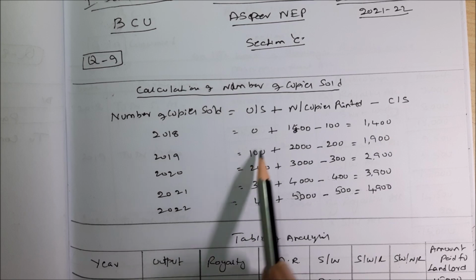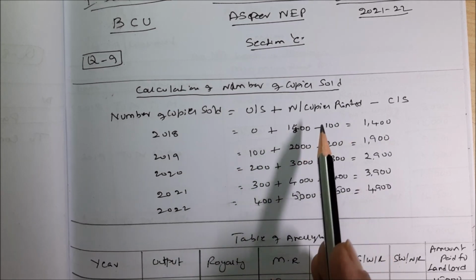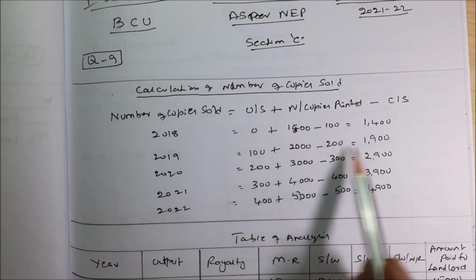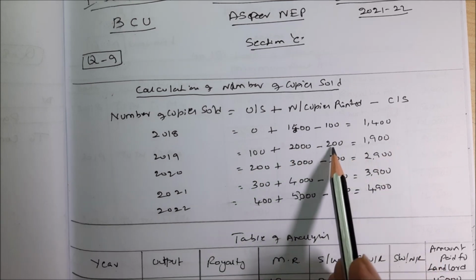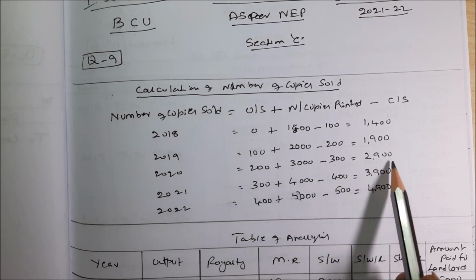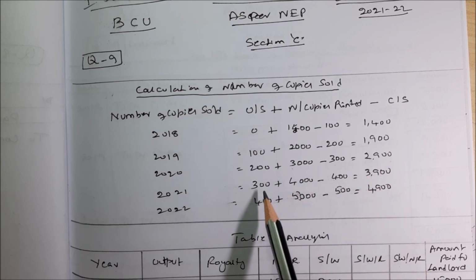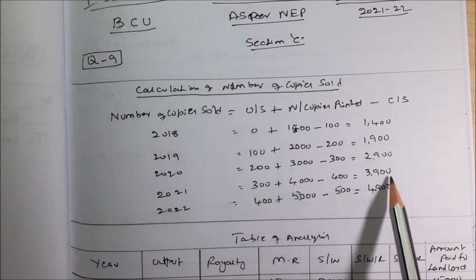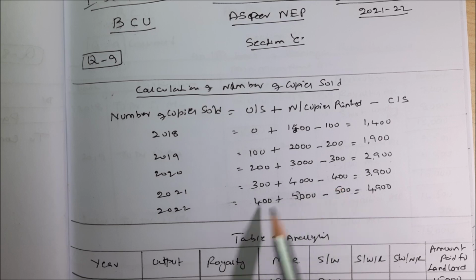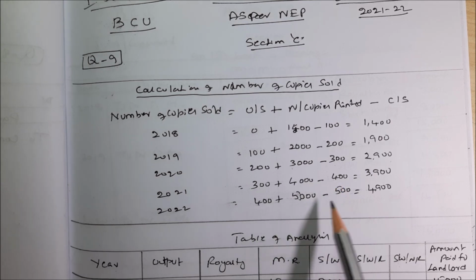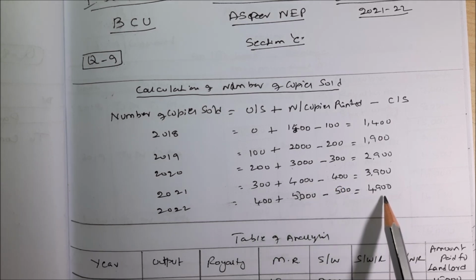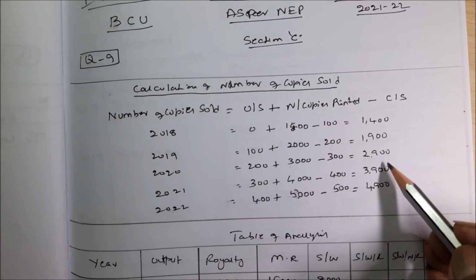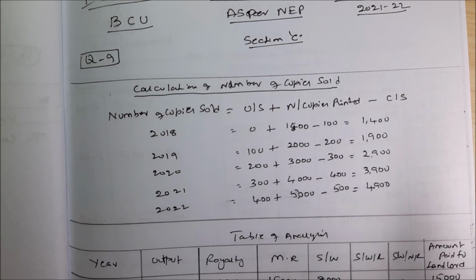Then in 2008, the 100 of last year becomes the closing stock of last year, so it becomes the opening stock. 100 plus 2000 minus 200, 1900. Then 200 plus 3000 minus 300, 2900. Then 300 plus 4000 minus 400, it comes to 3900. 400 plus 5000 minus 500, it comes to 4100. That means he has sold 1400, 1900, 2900, 3900, 4900.